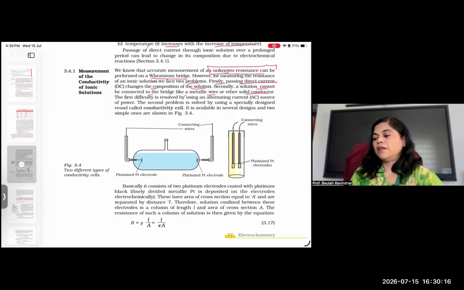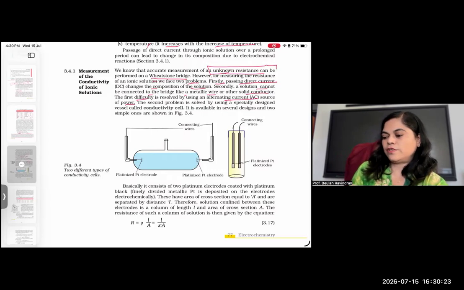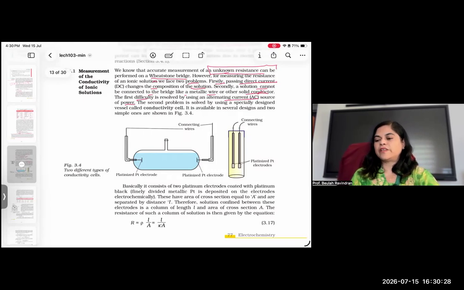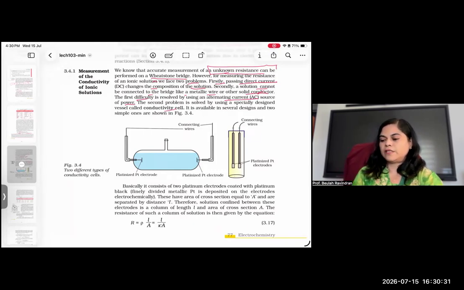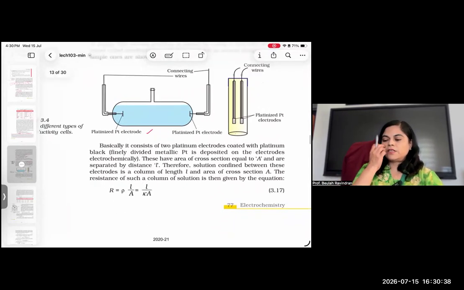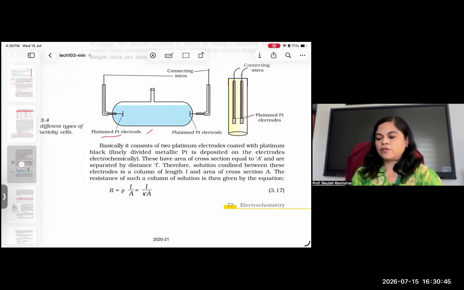The first difficulty is solved by using an alternating source of power. DC changes the composition of the solution, so we can use AC. The second problem is solved by using a specially designed vessel called a conductivity cell. This is the conductivity cell. Several designs are available, but this is one of them. In this, you might have seen the platinized platinum electrode. So what is that platinized platinum electrode?